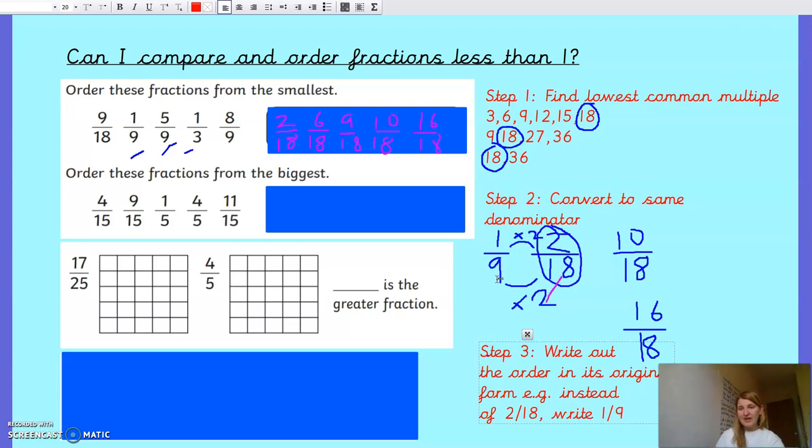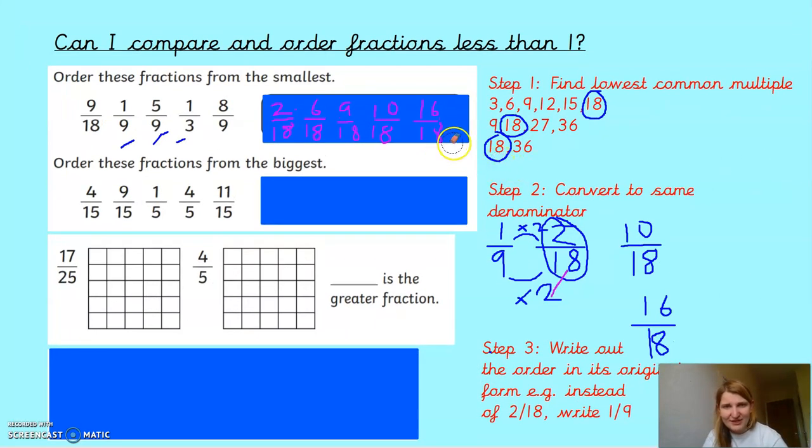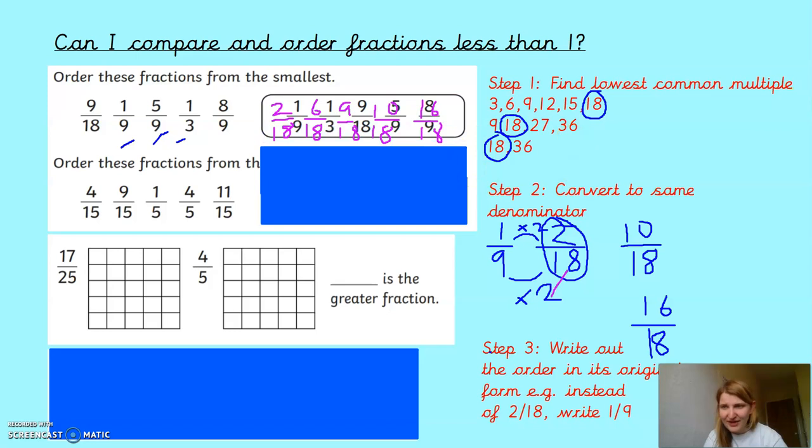If you want to pause me, I'm going to reveal what the answers would be. Okay, right, so we mentioned that this would be the order if we were just writing it out in 18ths. However, if I converted them back to their original form, this is what I'd get. Okay, so that's your final step, is just once you've got them in order, you then need to have a go at writing them back out, thinking, okay, well, what actually was that before I changed it?